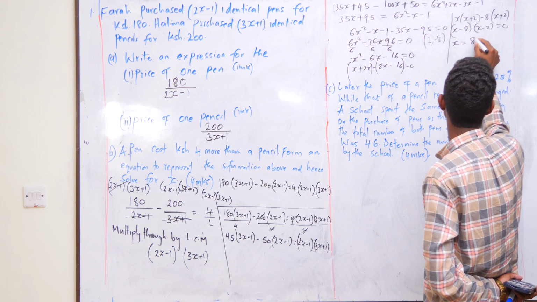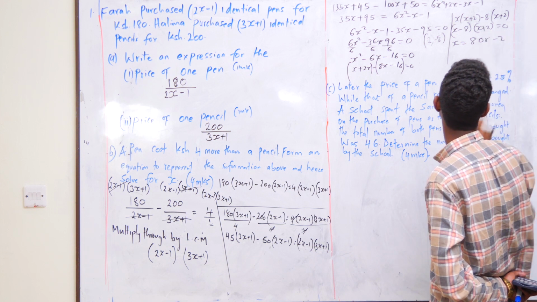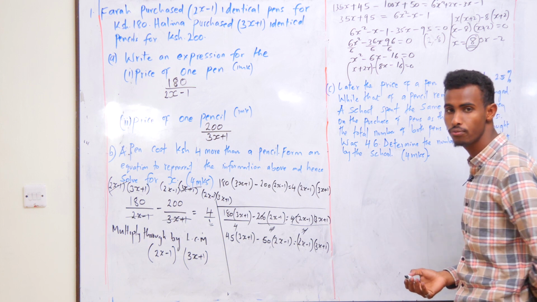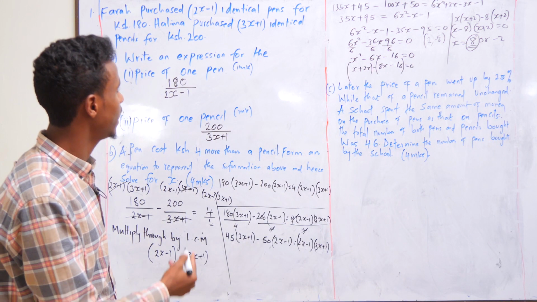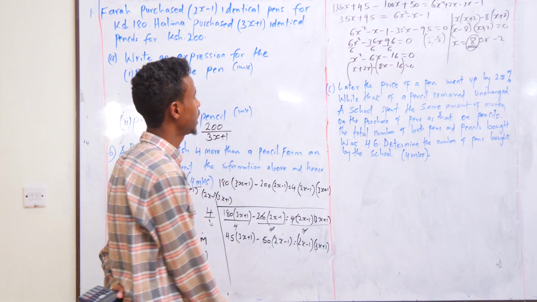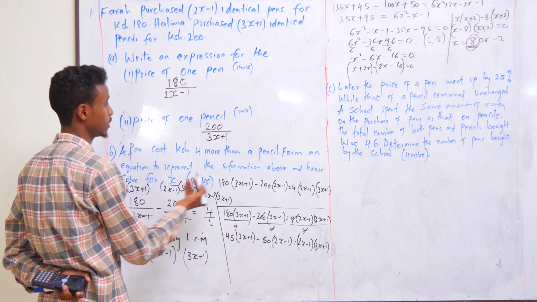Now x can either be 8 or negative 2. Therefore, we take the positive number and ignore the negative. The value of x here is 8. Done. Now, what is the question? Find the value, solve for x, and we got the x.